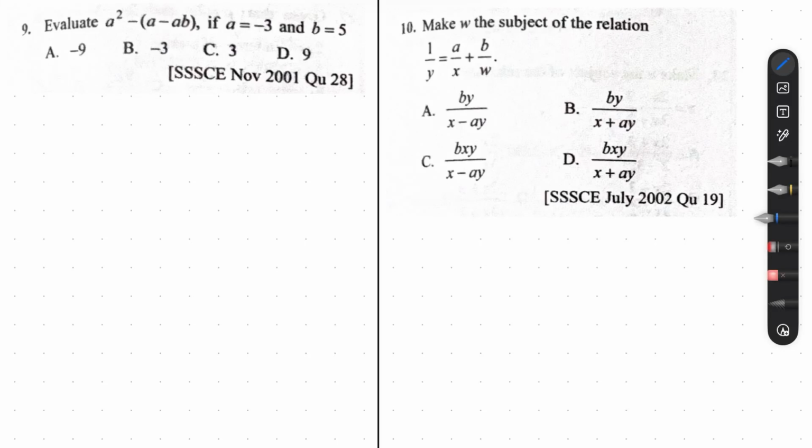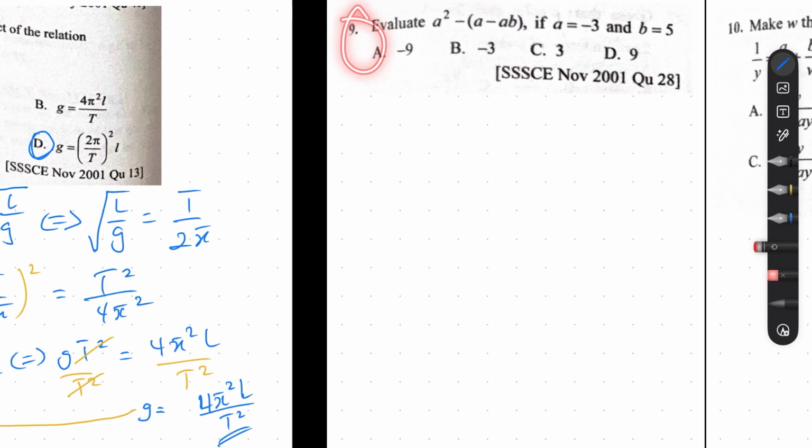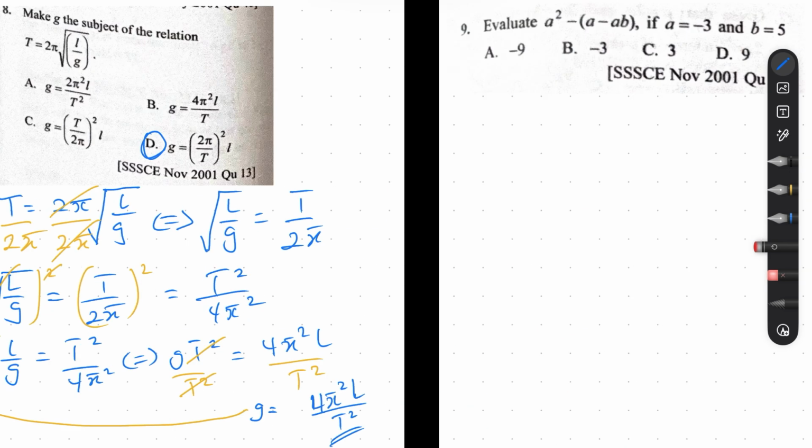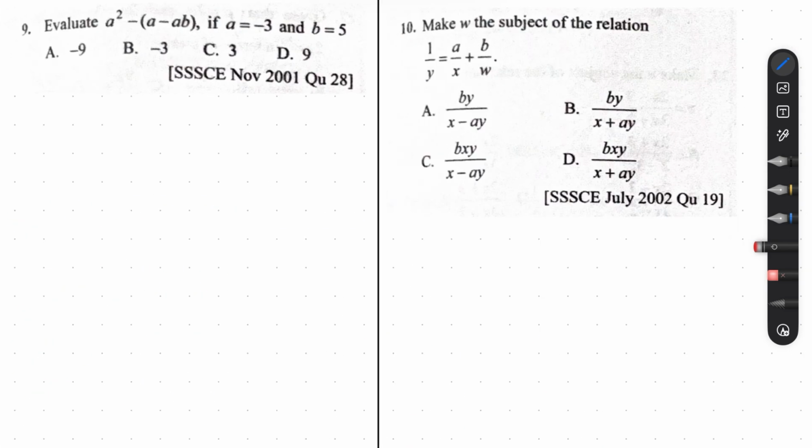In this session, we start with question number 9 because in the previous session we ended with question number 8. Okay, cool. Question number 9 says you should evaluate this expression if a is equal to -3 and b equals 5. So what we need to do is just substitute. In place of a we put -3, and in place of b we put 5. As simple as a, b, c.